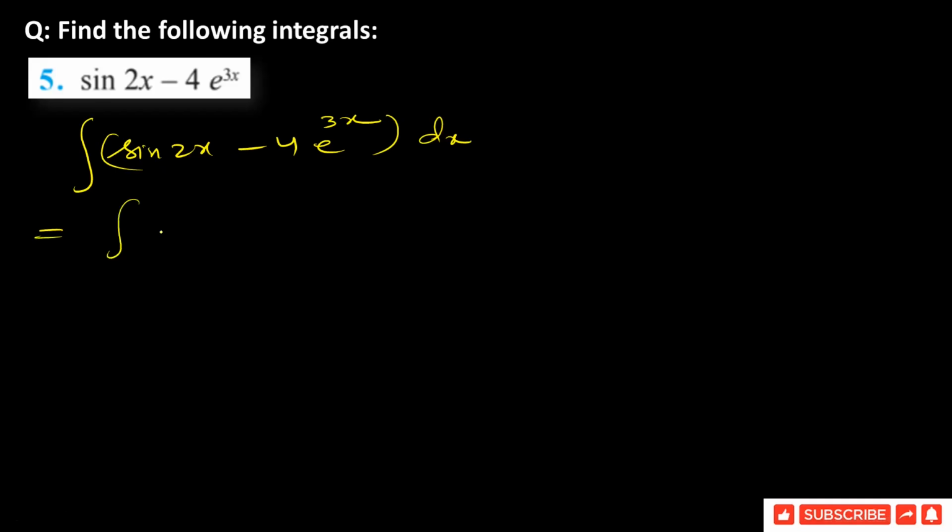The integral of sine 2x minus 4 e power 3x. Sine 2x minus 4 e power 3x. Okay, we write it with dx. If you are given this kind of bracket, we open the bracket with dx. We separate these two functions because we do not have any power here. We can do it like that. So we rewrite it: integral sine 2x dx minus 4 integral e power 3x dx.